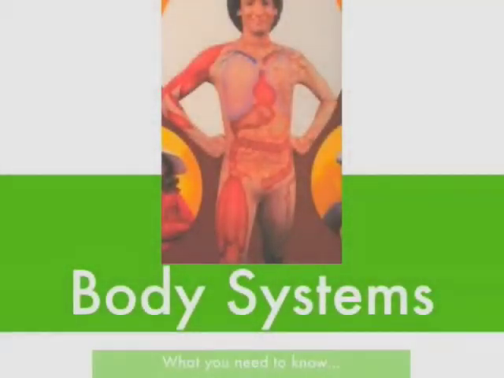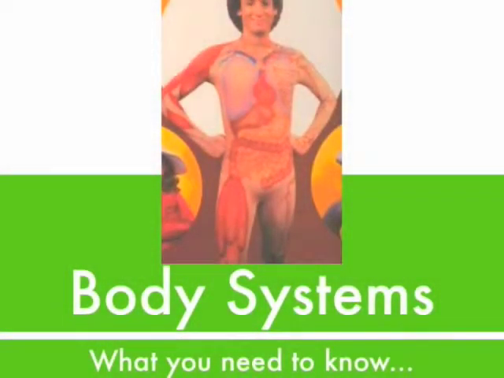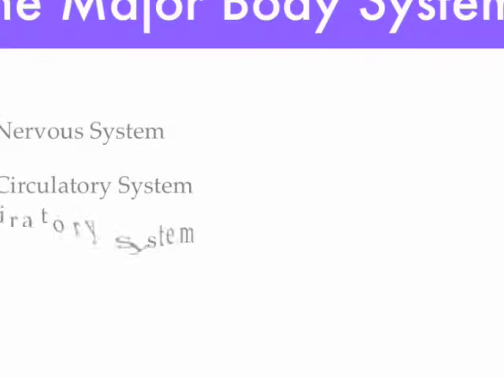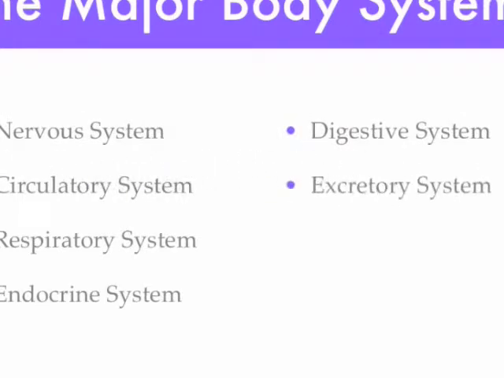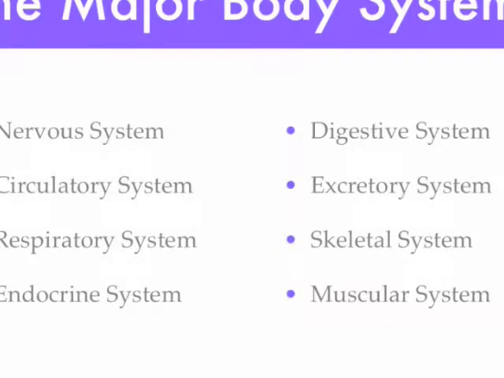Body systems, what you need to know. There are 8 major body systems tested on the HSA. The nervous system, the circulatory system, the respiratory system, the endocrine system, the digestive system, the excretory system, the skeletal system, and the muscular system.